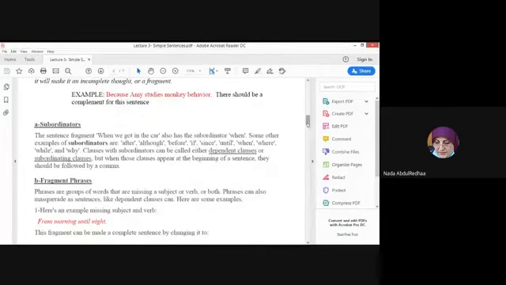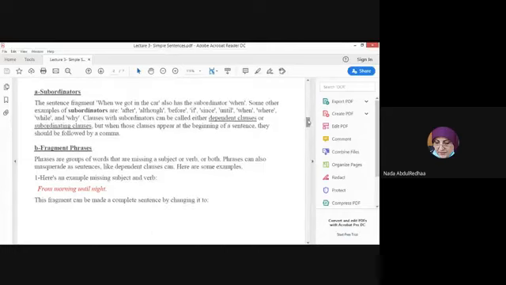So the first point is subordinators. If you find subordinators within the sentence, in this case it is a fragment, and these clauses are called either dependent clauses or subordinating clauses. They appear at the beginning of the sentence. When they appear at the beginning of the sentence, they should be followed by a comma. So the first kind of fragment is the one with subordinators; it is not a sentence, it is a fragment.